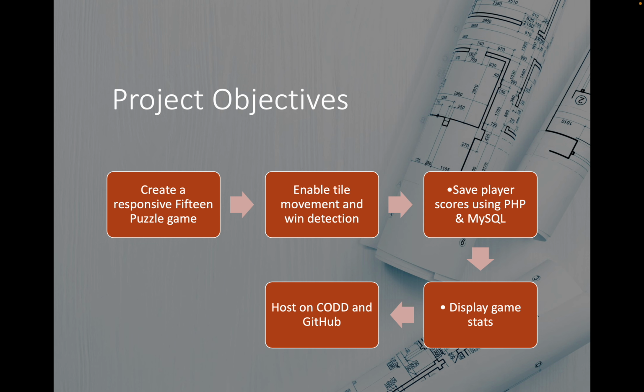Project objectives. My objectives were to build a responsive puzzle game, make the tiles move and detect when the puzzle is solved, allow users to enter their name and save their score, show score data using a stats page, and also make sure everything works on both GitHub and the code server.